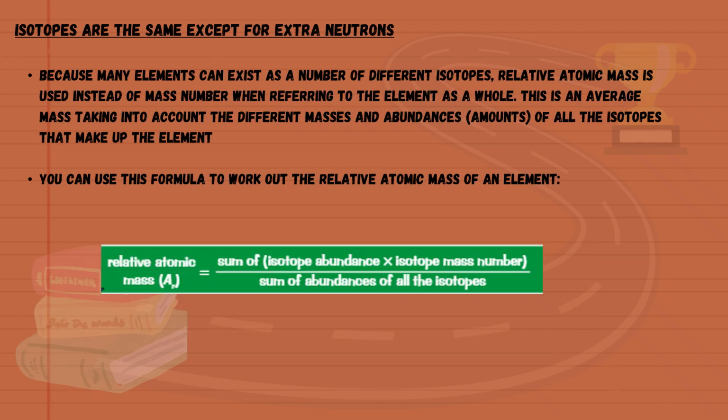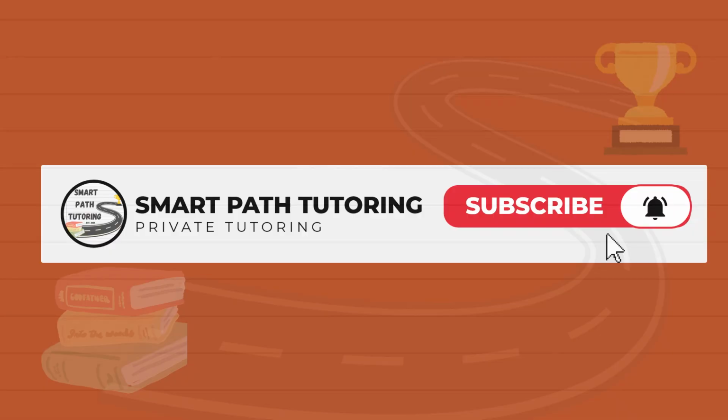Isotopes are the same except for extra neutrons. Because many elements can exist as a number of different isotopes, relative atomic mass is used instead of mass number when referring to the element as a whole. This is an average mass taking into account the different masses and amounts of all of the isotopes that make up the element. You can use the formula below to work out the relative atomic mass of an element.